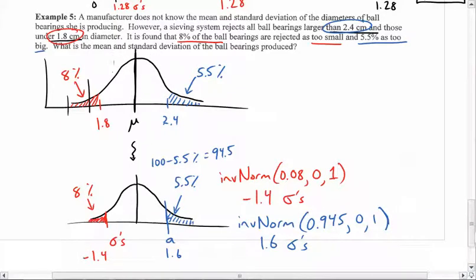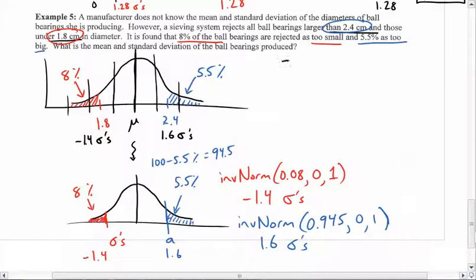So let's see, I go 1.4 sigmas and I get to 1.8. If I go 1.6 sigmas, then I get to 2.4. Okay, so 1.8 is the same as negative 1.4 standard deviations, and 2.4 is the same as 1.6 standard deviations.